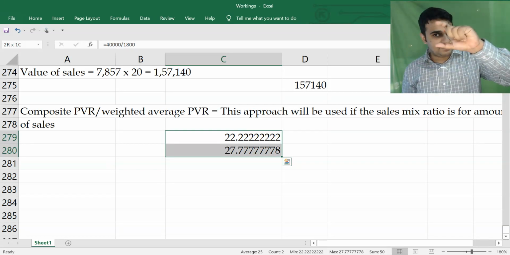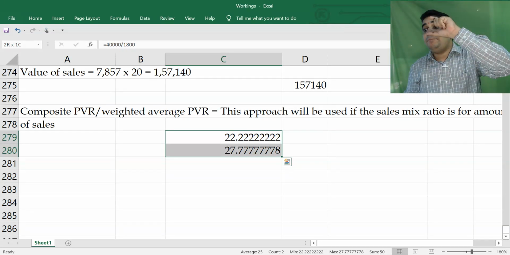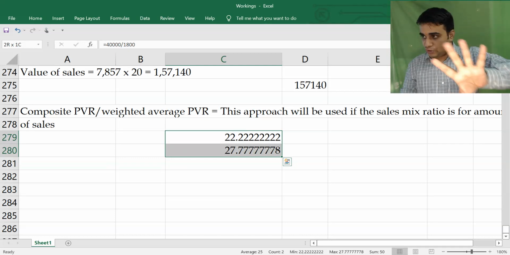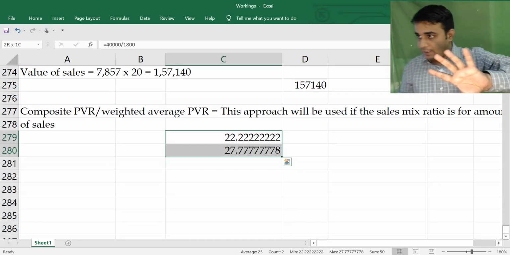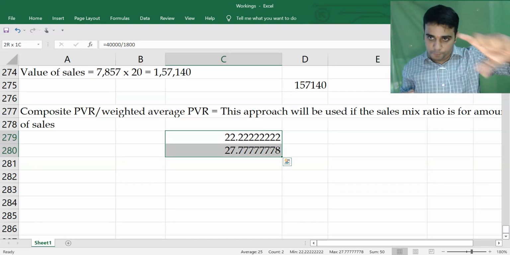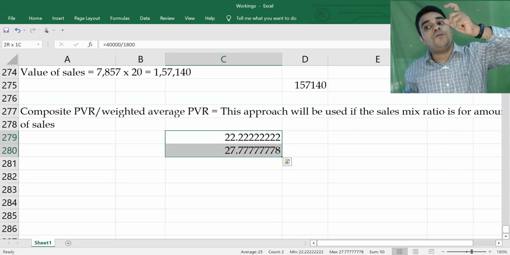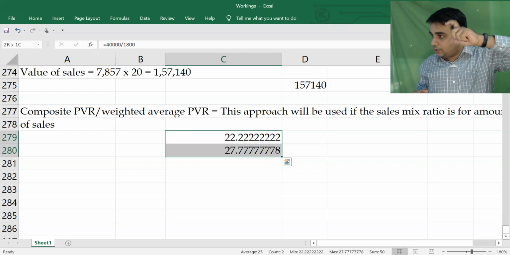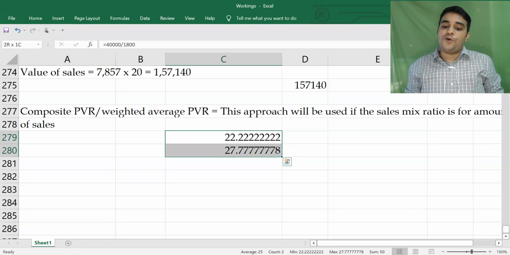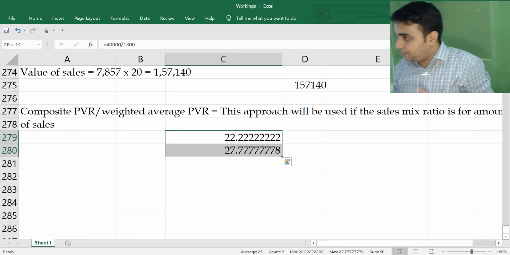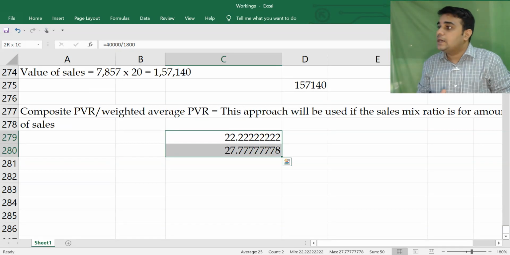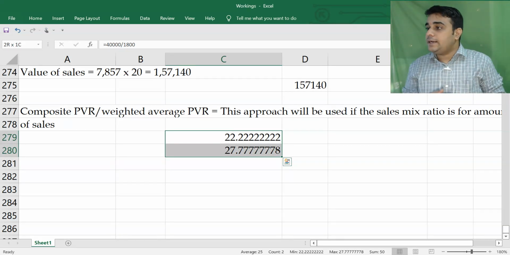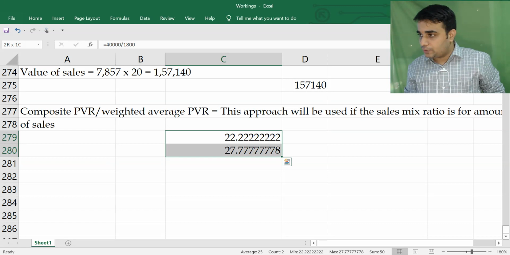The sales mix given in the question can be for rupees. In this question there is no confusion. This is a general concept I am explaining. It can be for rupees, it can also be for units. If it is for rupees, you will use the composite PVR approach. You will see this in some other question.